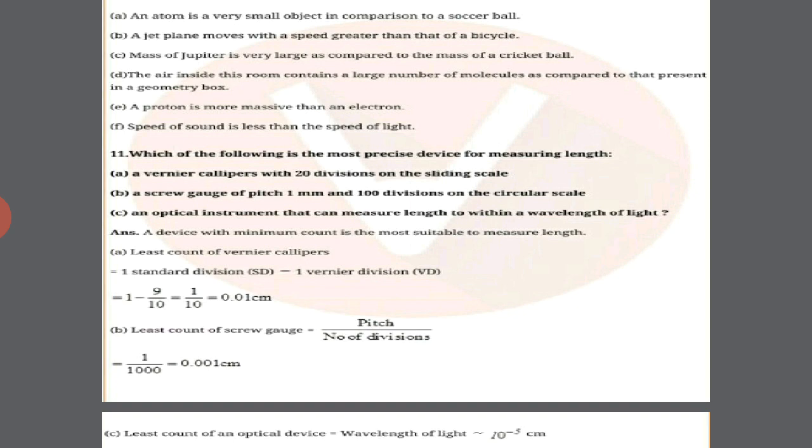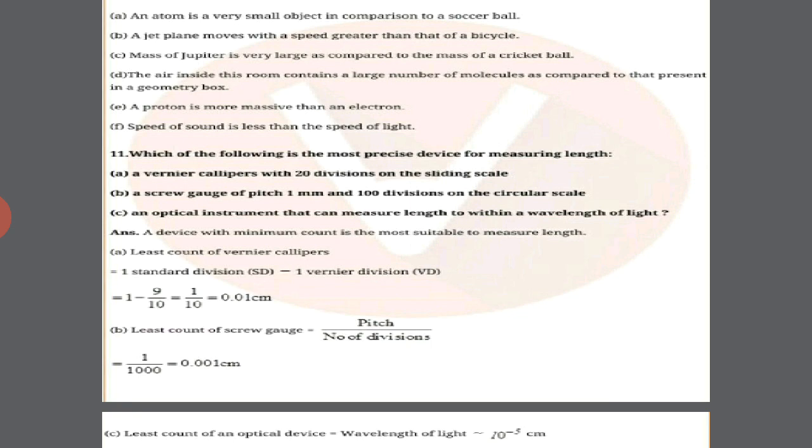Which of the following is the most precise device for measuring length? A vernier caliper with 20 divisions on the sliding scale. A screw gauge of pitch 1 mm and 100 divisions on the circular scale. An optical instrument that can measure length within a wavelength of light. Let's find out which one will be the more precise.